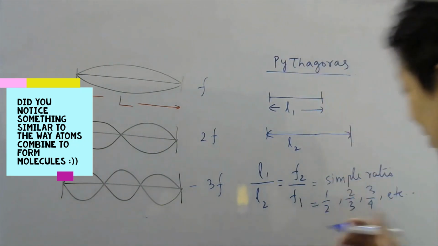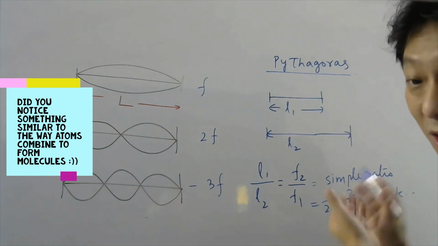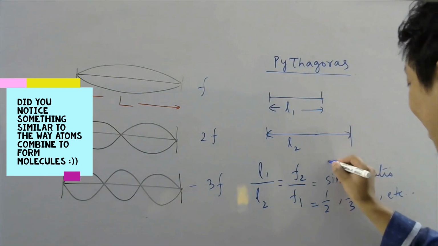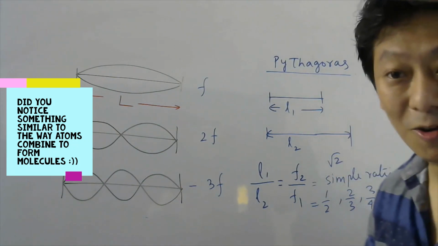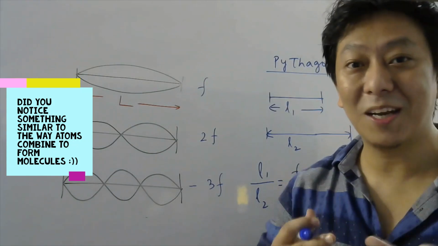However, when the ratio is not a simple ratio like these ones, which are called rational numbers, but when you have irrational numbers like root 2, or pi, then you get a dissonant sound. You don't get a pleasant sound.